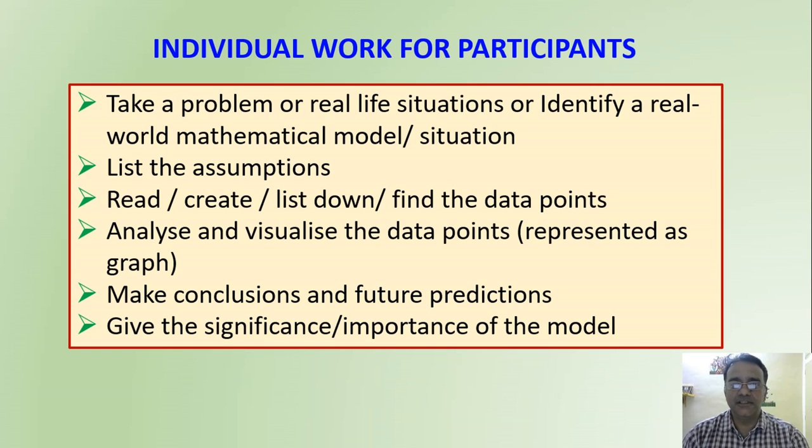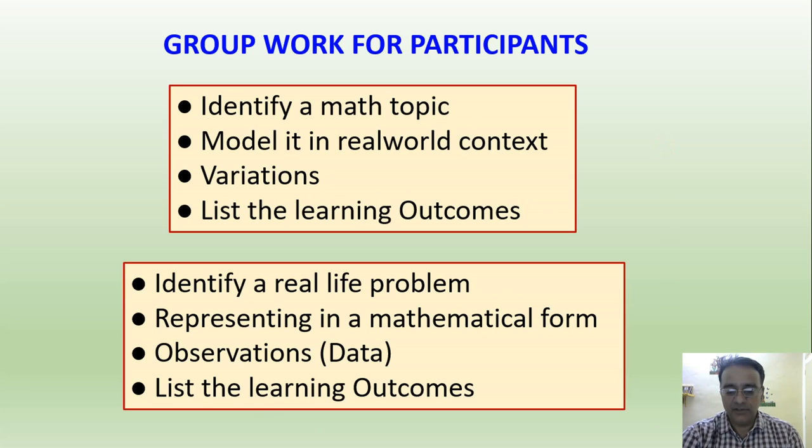Now we'll move towards the group work. Group work for all the participants, that you have to do in a group. The first one is to identify a math topic, model it into a real world context, and then variation, list out the learning outcomes from that math model. And the next one is to identify a real life problem and represent it in a mathematical form, with observations, data, or generalization. You can use some patterns also, graphs also, and after that list out the learning outcomes.